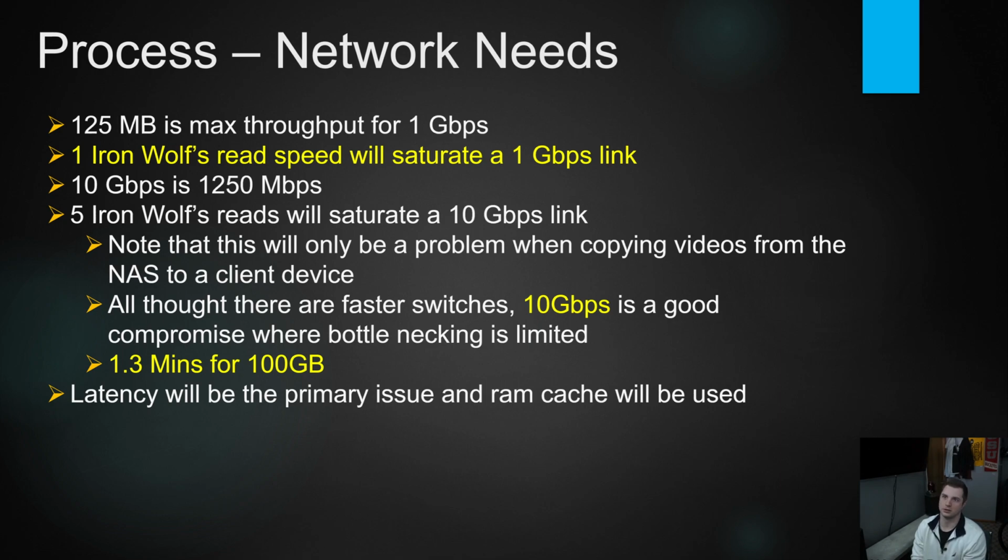So 10 gigabits is a good compromise here at a minute and 20 seconds or so for a 100 gigabyte transfer, which is what we're trying to target. Latency is the primary issue here, and RAM cache will be used. So this is one where you probably want to make that compromise where there's not a huge difference. But if your company says, well, no, we paid for this performance, we want to make sure that we get it, they're going to need the switch as well.